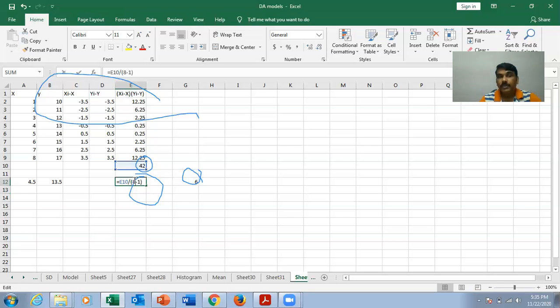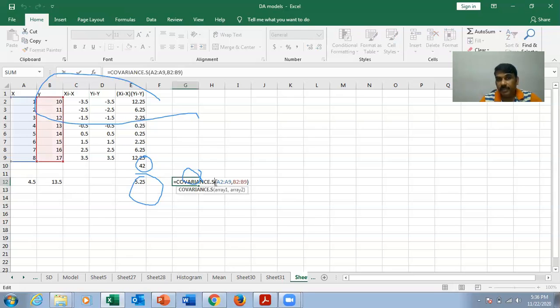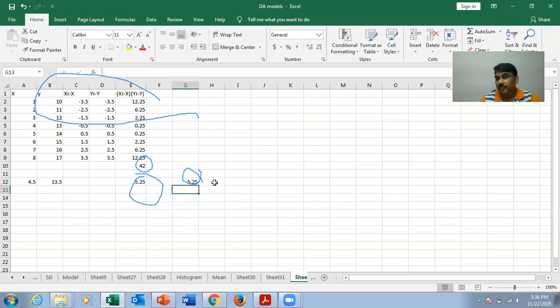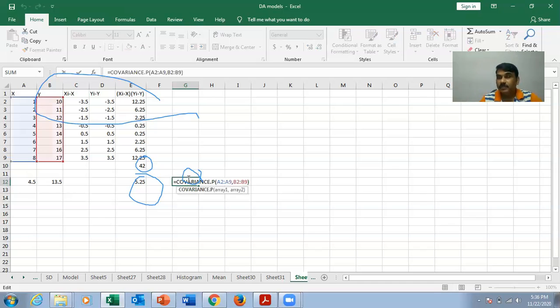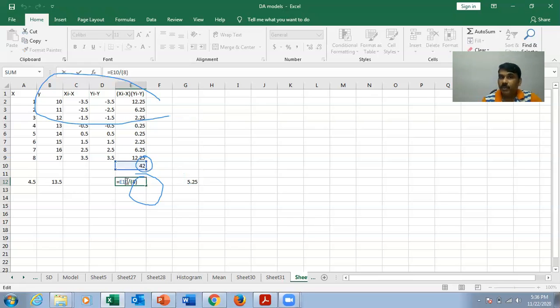If I don't use n minus 1, that is for a population, the value will be 5.25. Here also, if I take a population instead of a sample, then 5.25. So on one hand, we have the Excel formula to calculate the covariance, and on the other hand, we have the normal statistical formula for our particular covariance value, right?